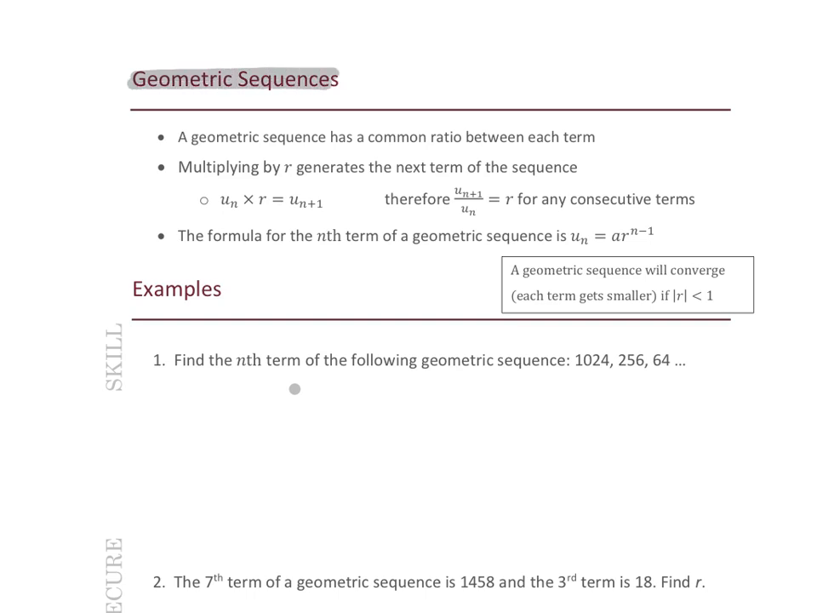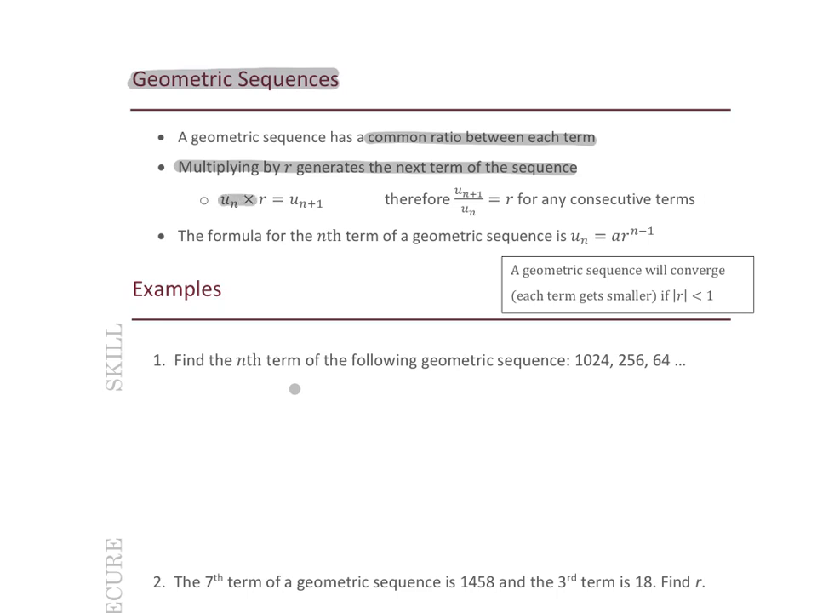It actually forms part of a sequence itself with arithmetic sequences and series and geometric sequences and later series. So this is introducing a new type of sequence where we're going up by multiplying rather than by adding and subtracting. So a geometric sequence has a common ratio between each term. Now that common ratio is what we are multiplying by to get from term to term. So multiplying by r generates the next term of the sequence.